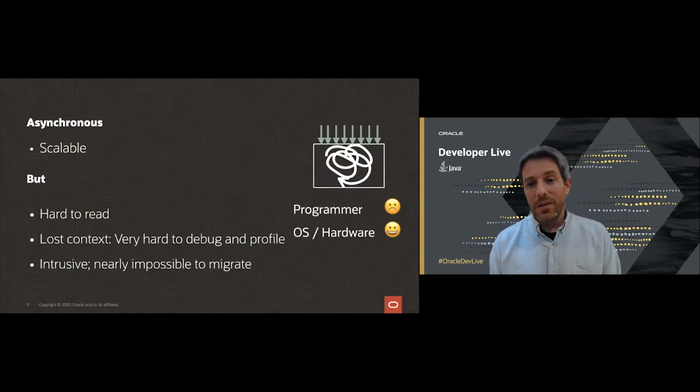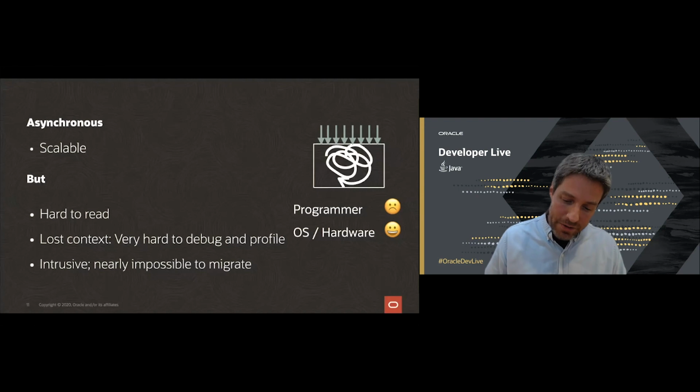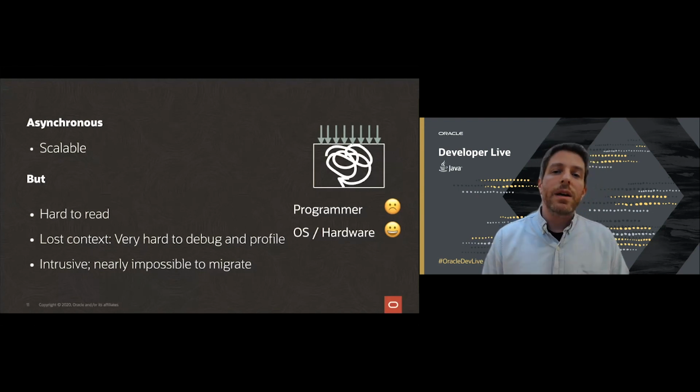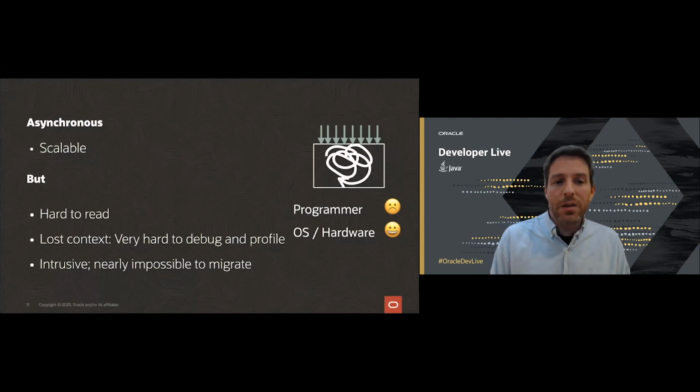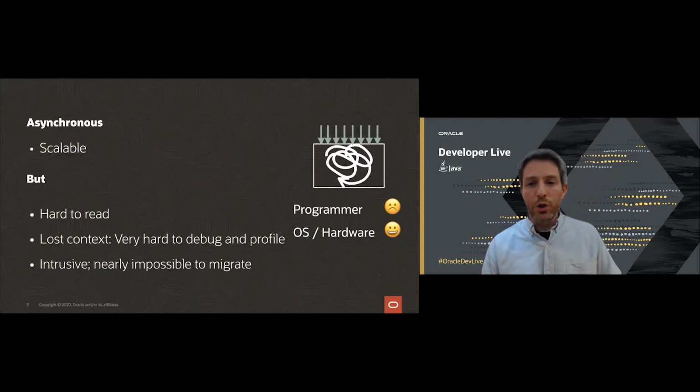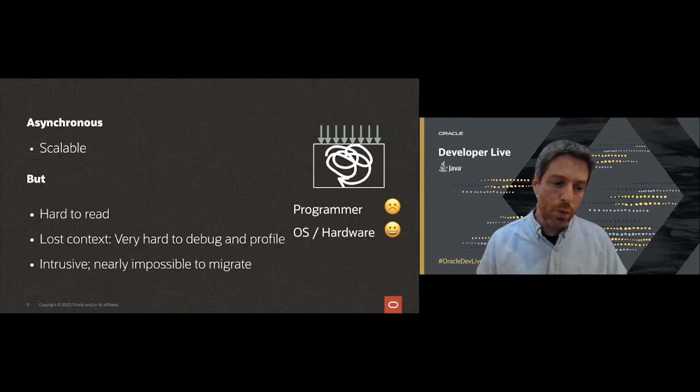On the plus side, it's scalable. The number of transactions we can handle at any one time is no longer bounded by the number of threads we can have. But it's hard to read, hard to write, and we lose that important context. So we make good use of our hardware resources, but our application is much harder to write and maintain.